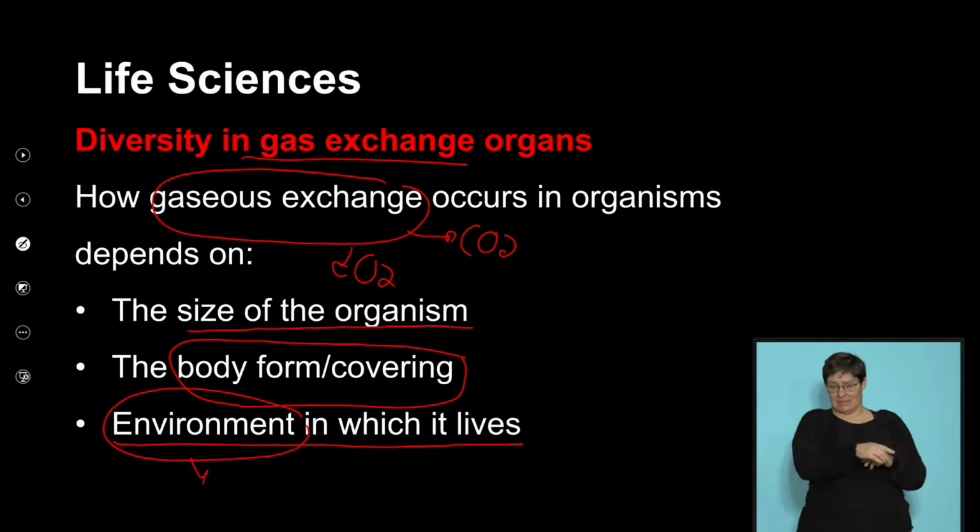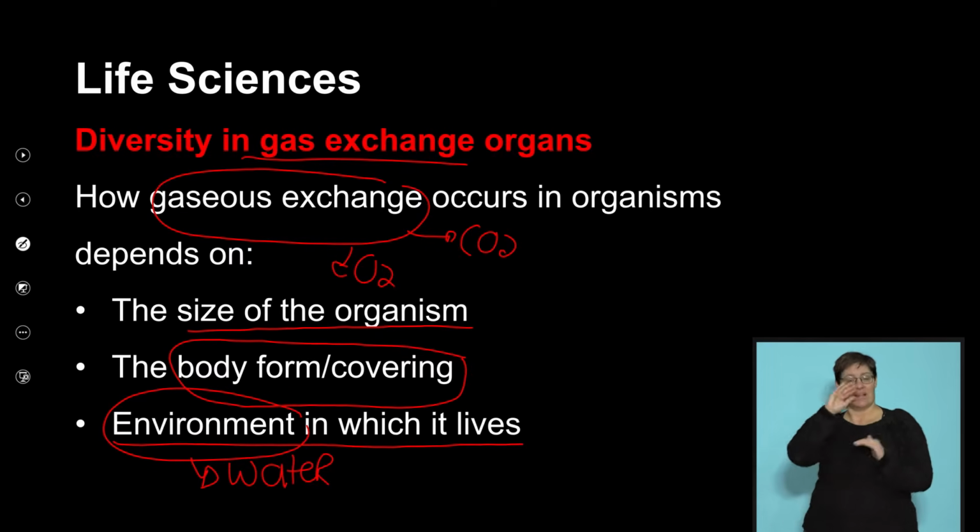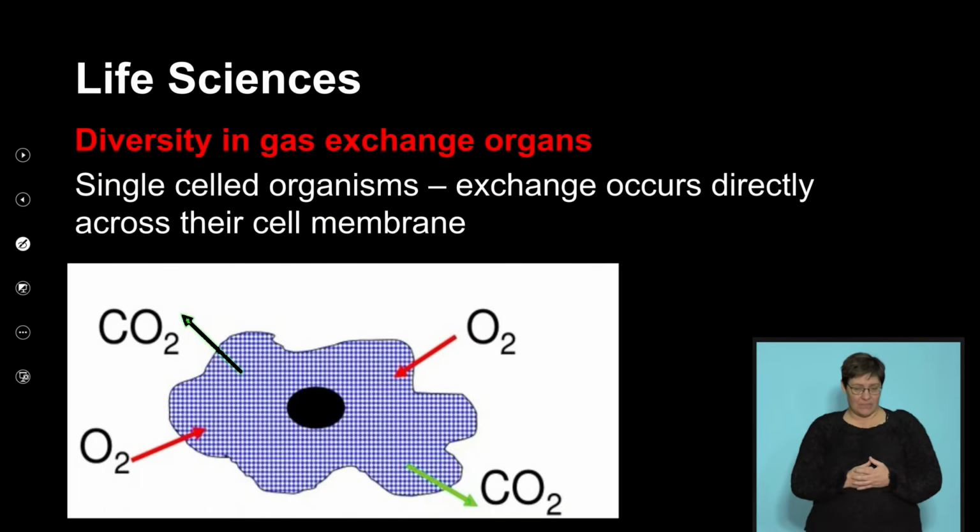Say, for example, we look at the fish. It lives in water, right? And there's less oxygen available in water than in air. So we're going to have to come up with a different system of how we're going to get this oxygen in and this carbon dioxide out.